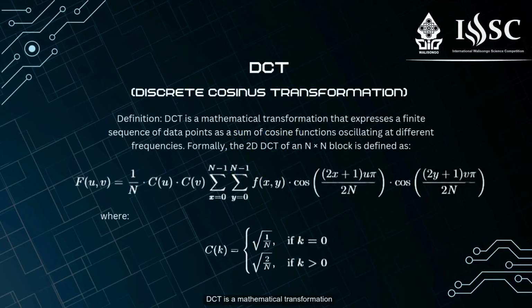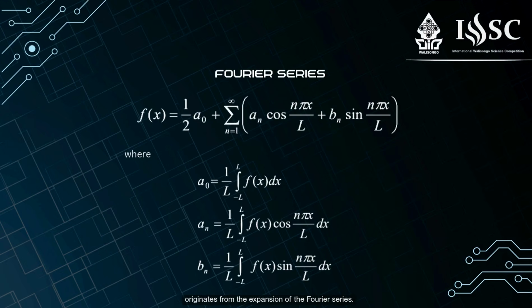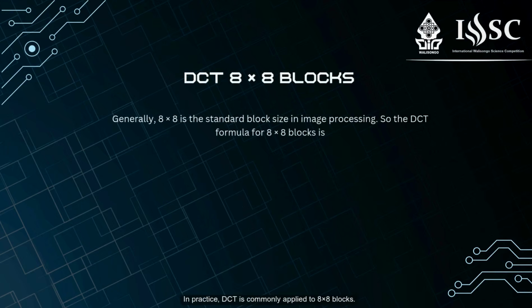Next, DCT is a mathematical transformation that expresses a finite sequence of data points as a sum of cosine functions oscillating at different frequencies. The DCT transforms an image block into a set of cosine-weighted sums, representing frequency components. It allows us to isolate perceptually less sensitive areas of the image for safe data hiding. The general formula of the DCT originates from the expansion of the Fourier series. In practice, DCT is commonly applied to 8 times 8 blocks.